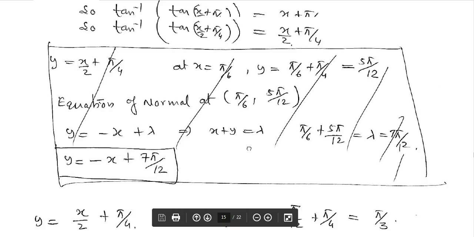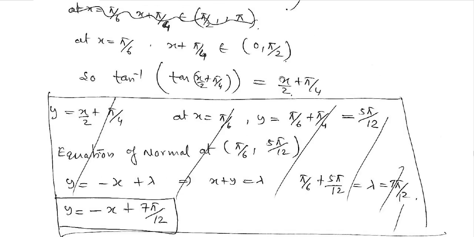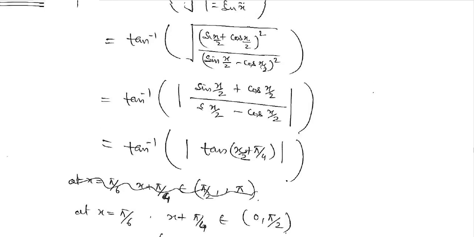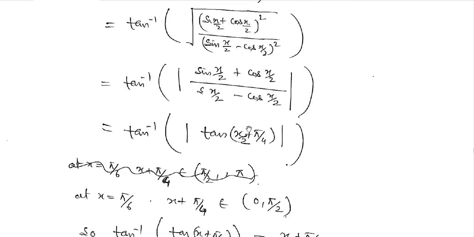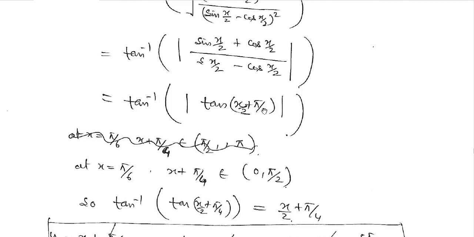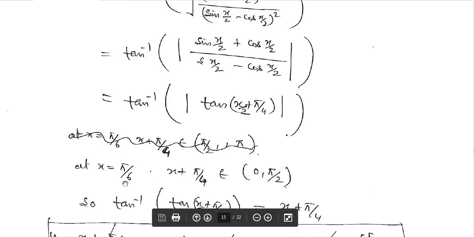So what I did is this can be written as pi by 2 plus pi by 4. This can be written as, how we remove this mod, since we need to have the normal at pi by 6. If we have pi by 6 plus pi by 4, then that will be pi by 12 plus pi by 4, that will lie in 0 to pi by 2.